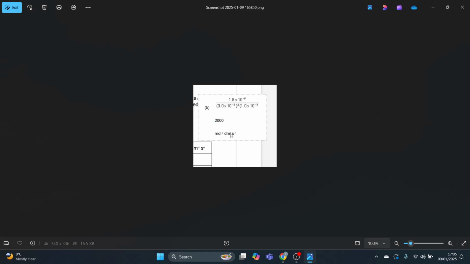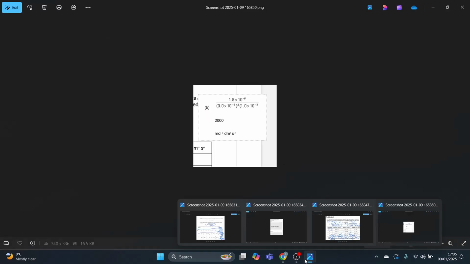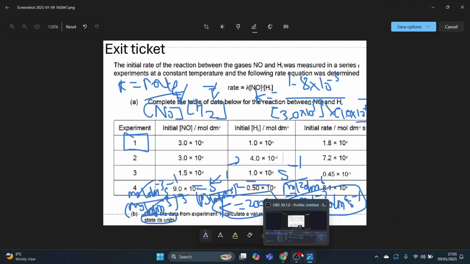2000, perfect. Mol to the power minus 2, dm to the power 6, s to the power minus 1, and also showing that it's 1.8 times 10 to the power minus 5 divided by 3.0 times 10 to the power minus 3 squared times 1.0 times 10 to the power minus 3. That's the end of the multiple choice question.